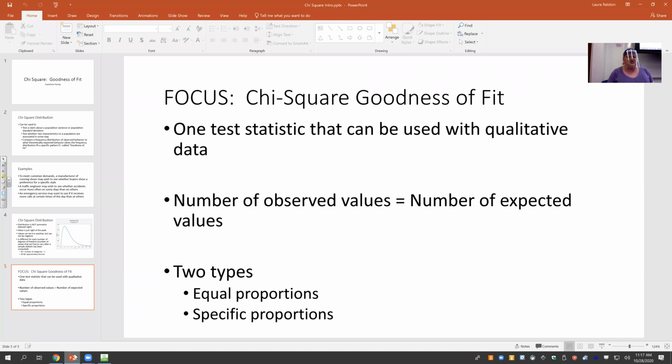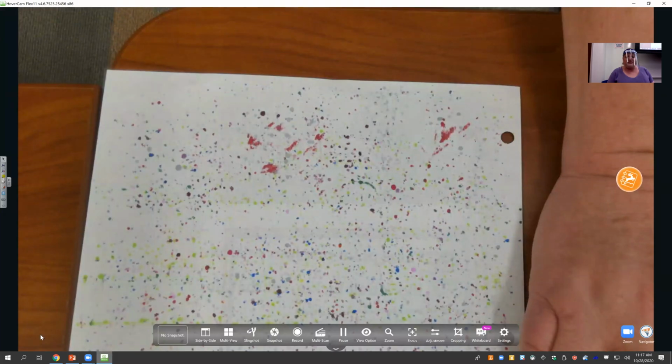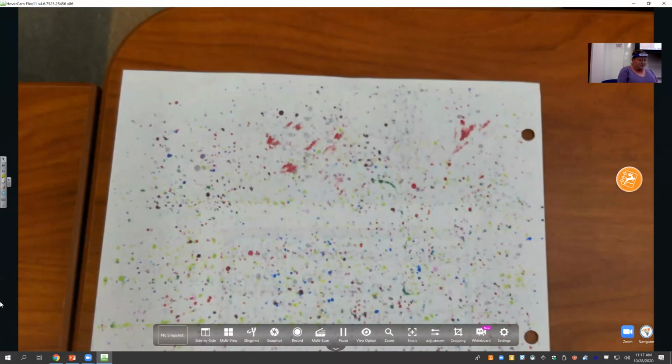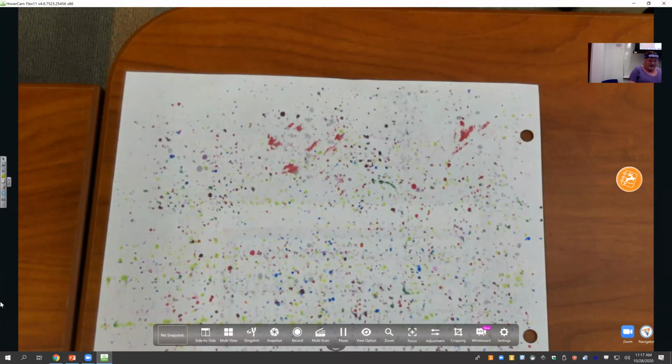Okay, so we're going to dive into some examples and walk through several examples for chi-square goodness of fit. And we're going to start with equal proportions. Okay, so the first couple of examples that we look at will be related to having equal proportions.